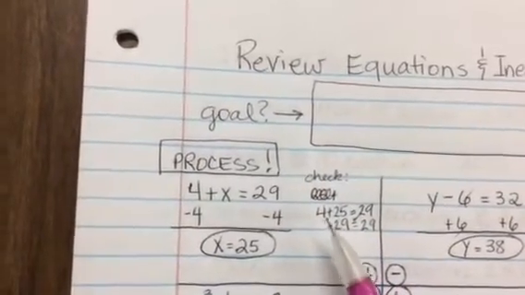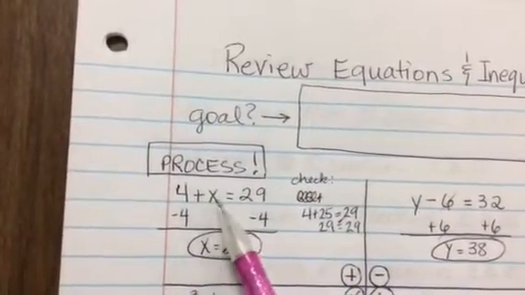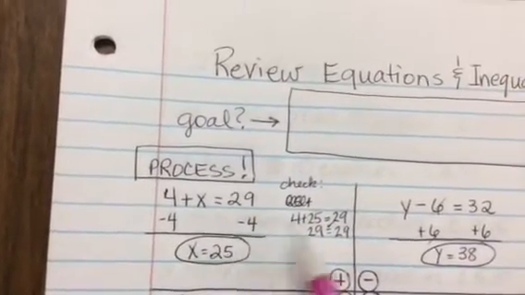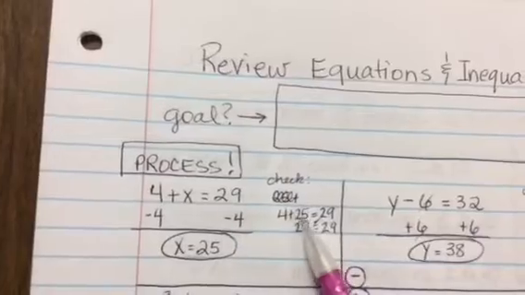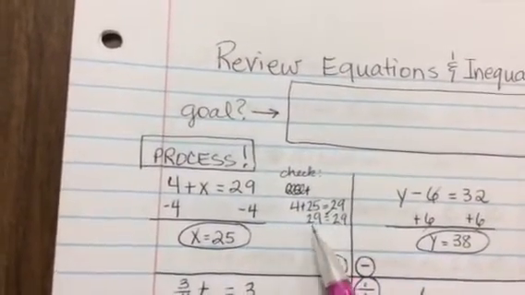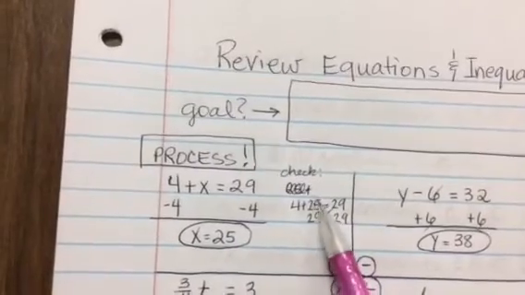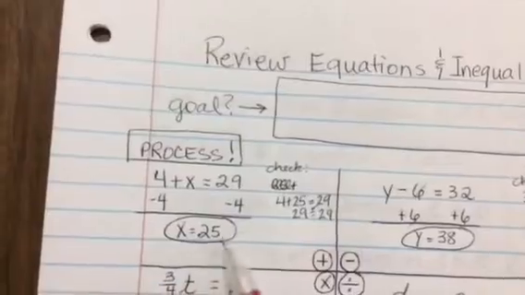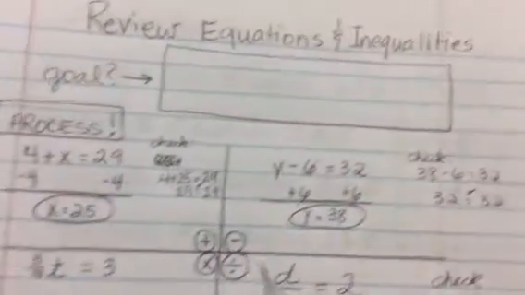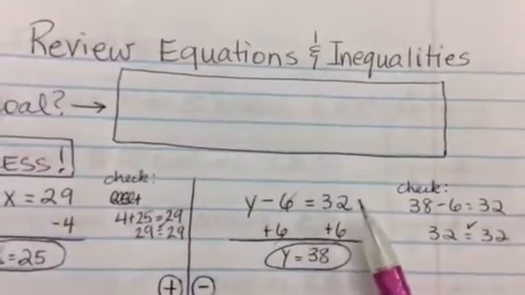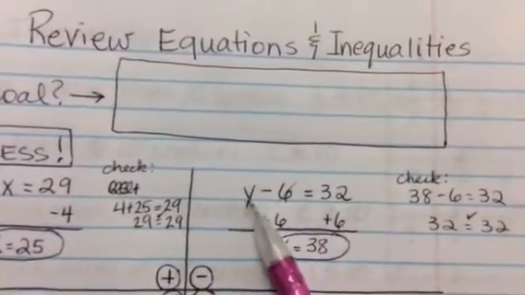Checking. You must check it. Replace x with what you're telling me it is. So if x is 25, then you would say 4 plus 25 equals 29. This step is crucial. 29 equals 29. Solve it. Don't just write it. Solve it. 29 equals 29. Check. Circle.